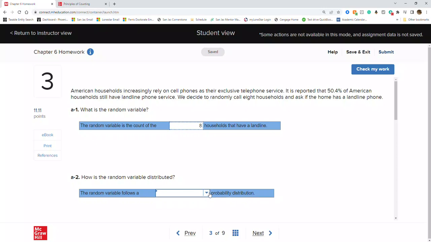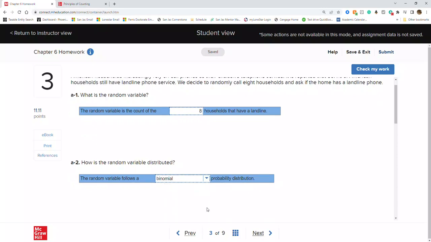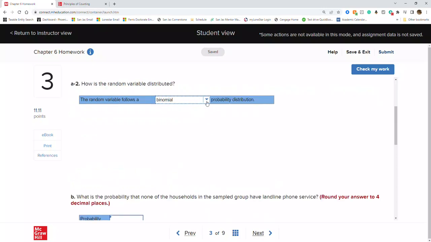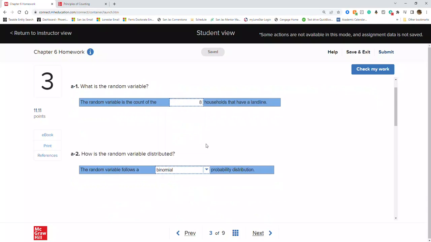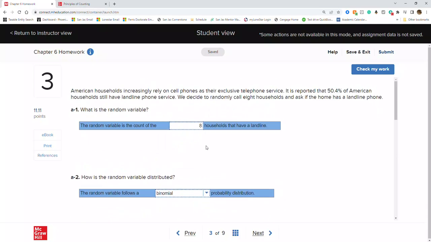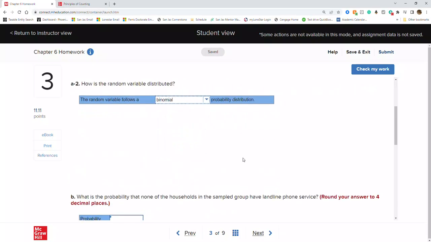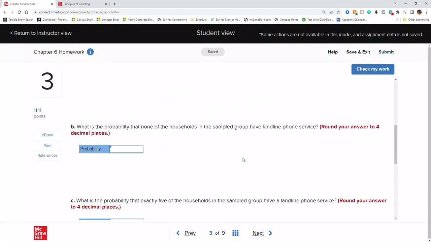We're calling 8 people. So that's why it's 8 households that have a landline. How's the random variable distributed? Again, binomial, and that's because really the question it states is a yes or no. There's only 2 variables that we actually have. Yes or no, did it go or did it not? Do you have it or do you not? So, what is the probability that none of the households in the sample group have a landline phone service?